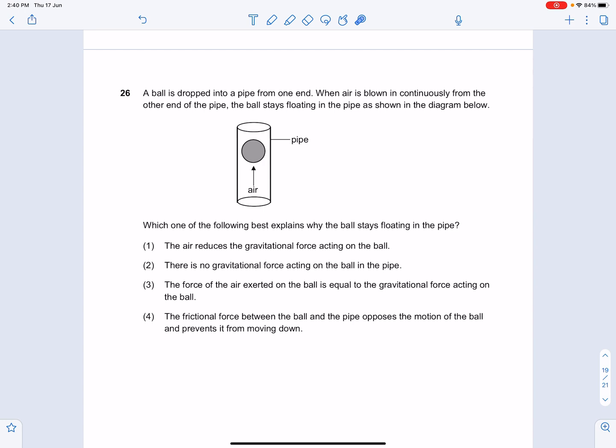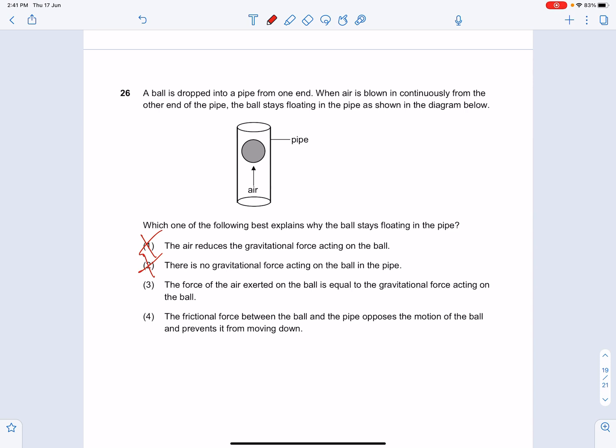Okay, let's take a look at our options. Option 1, the air reduces the gravitational force acting on the ball. No, it does not. The gravitational force acting on it is consistent. It's the same throughout. It didn't reduce, so this is wrong. Option 2, there is no gravitational force acting on the ball in the pipe. That is wrong also. If there were no gravitational force acting, it should be floating on its own. No air is needed.